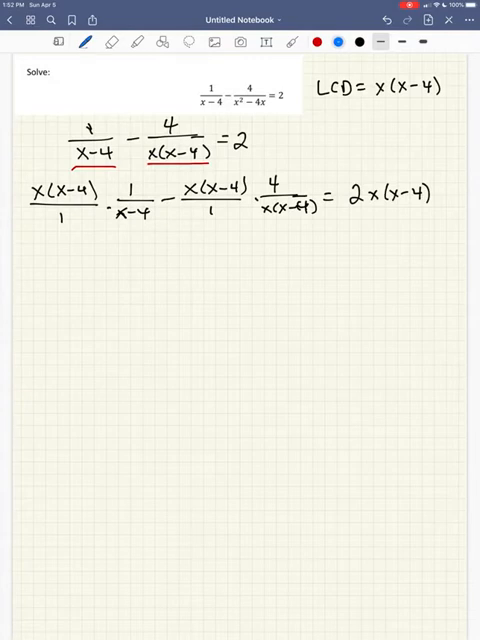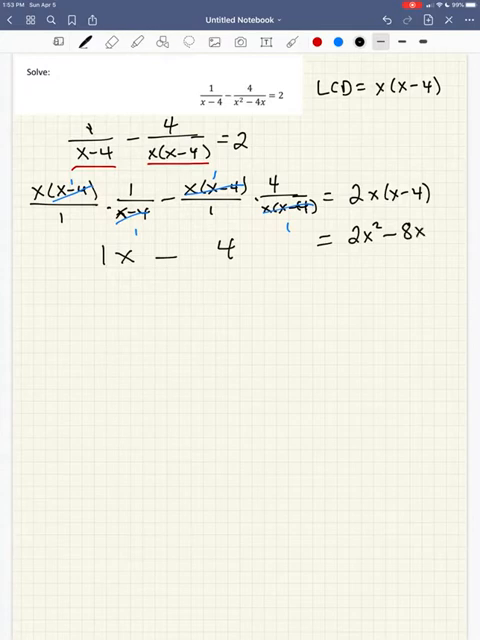So now we see that there's some canceling that's going to happen. In my first fraction, the x minus 4's cancel out. In the second fraction, the whole numerator and the whole denominator cancel out like that. And then, of course, nothing happens on the right-hand side. So what am I left with here? Well, I've got x times 1, so that would just be 1x. And then I've got minus, everything's dropped out here. 4 times 1 is just 4. And then over here I would distribute 2x times x is 2x squared. 2x times negative 4 is negative 8x.